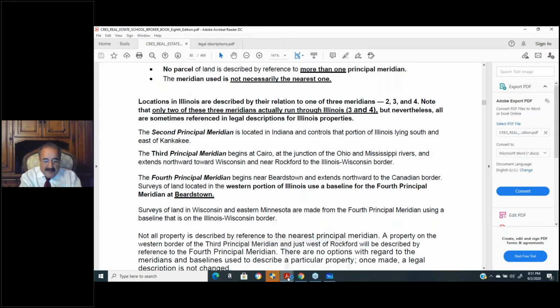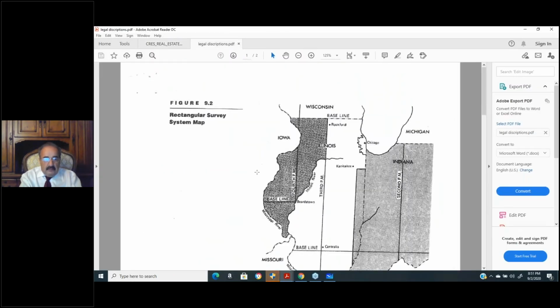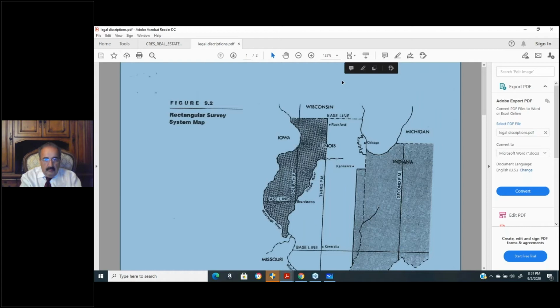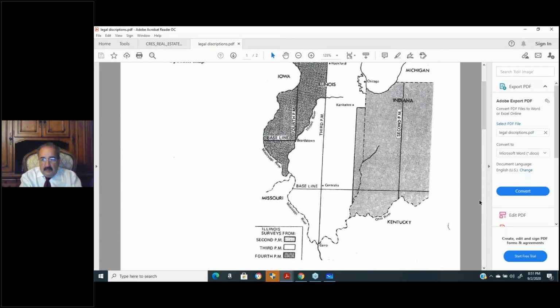Let me show you this map, and if you want, you can take a screenshot of it. Oops. Trying to raise this thing up. There we go. I went too high.